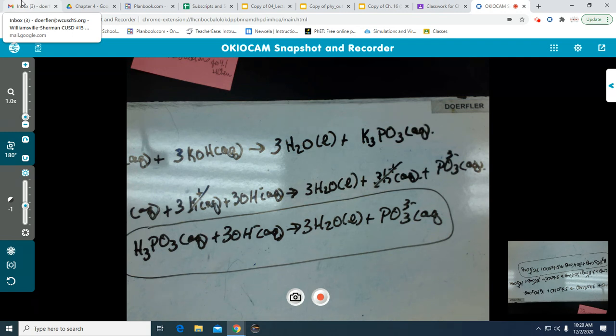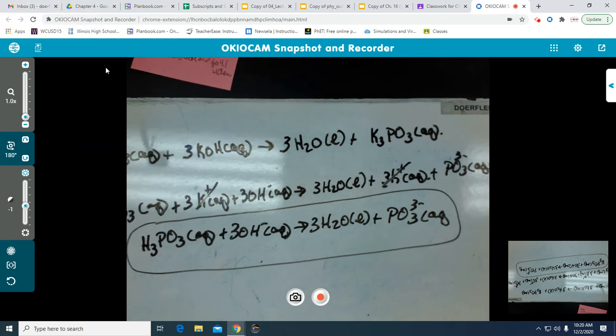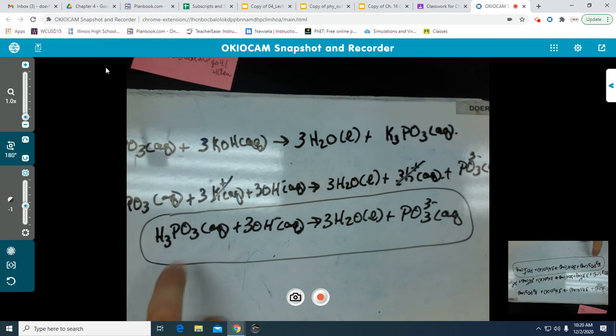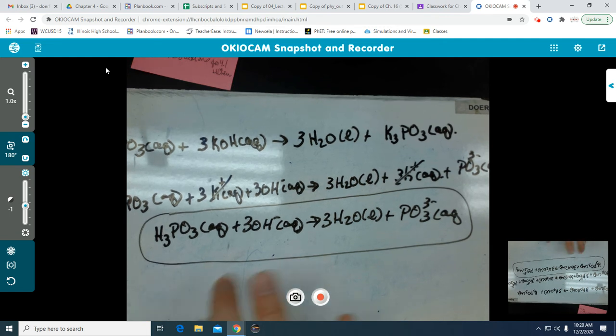strong acids, strong bases, weak bases, okay? Because I was able to identify phosphorous acid as not being a strong acid, I did not dissociate it, and that'll have an impact on your final answer. Okay.